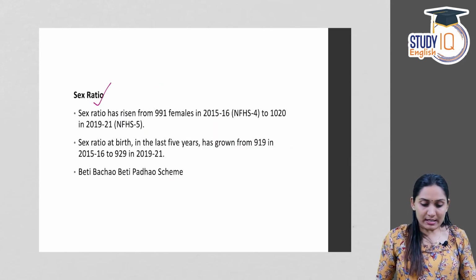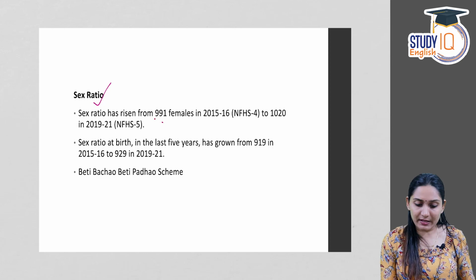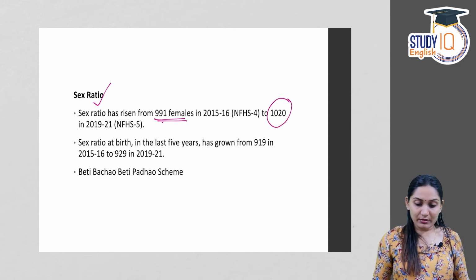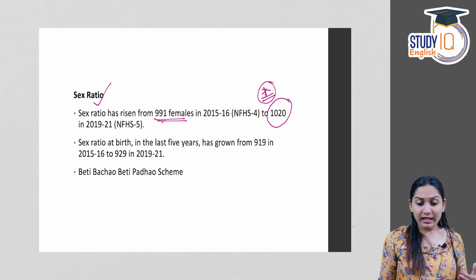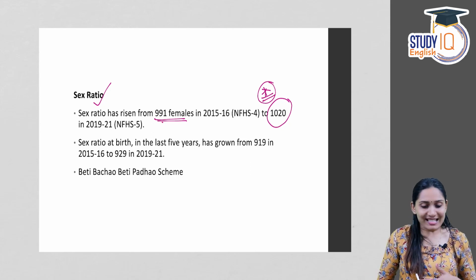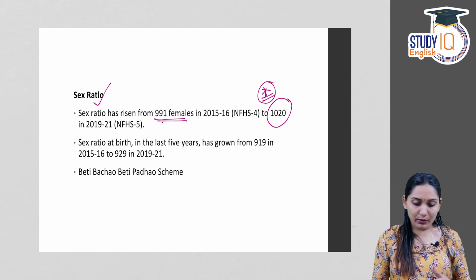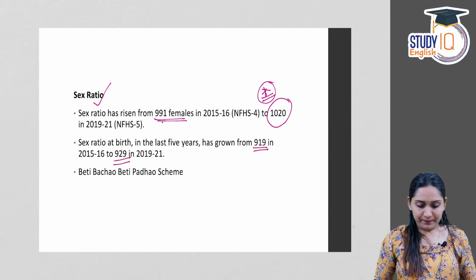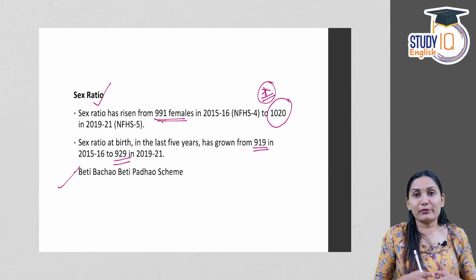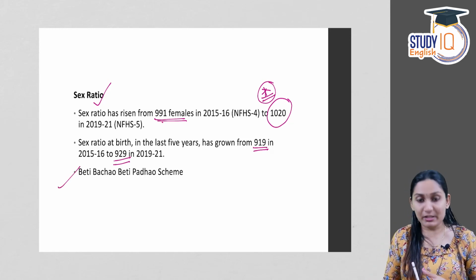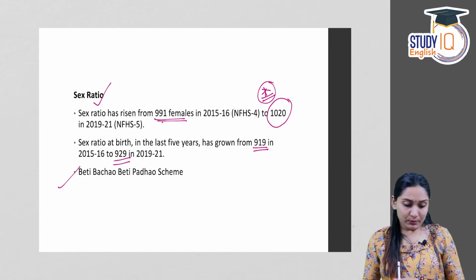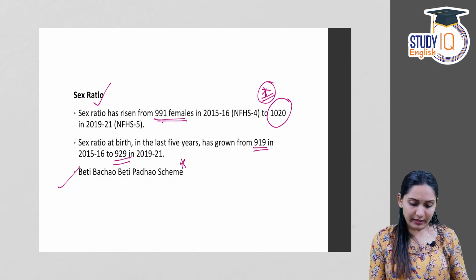Coming to sex ratio, it has risen from 991 females in 2015-16. Now it is 1020. This is a very good improvement, 991 to 1020. Sex ratio at birth in the last 5 years has grown from 919 to 929. One of the major contributors for this improvement in the sex ratio is the Beti Bachao Beti Padhao scheme, which we will discuss separately. Very important scheme. So that is one of the significant contributors.